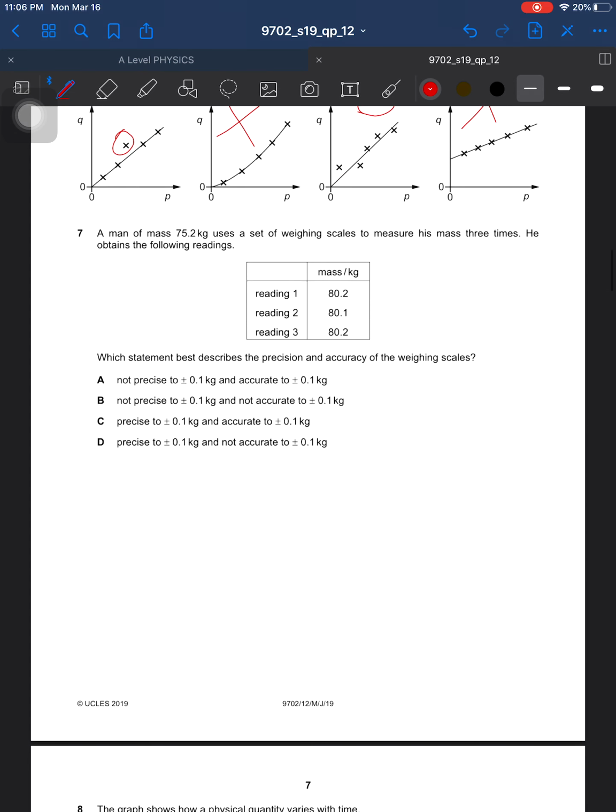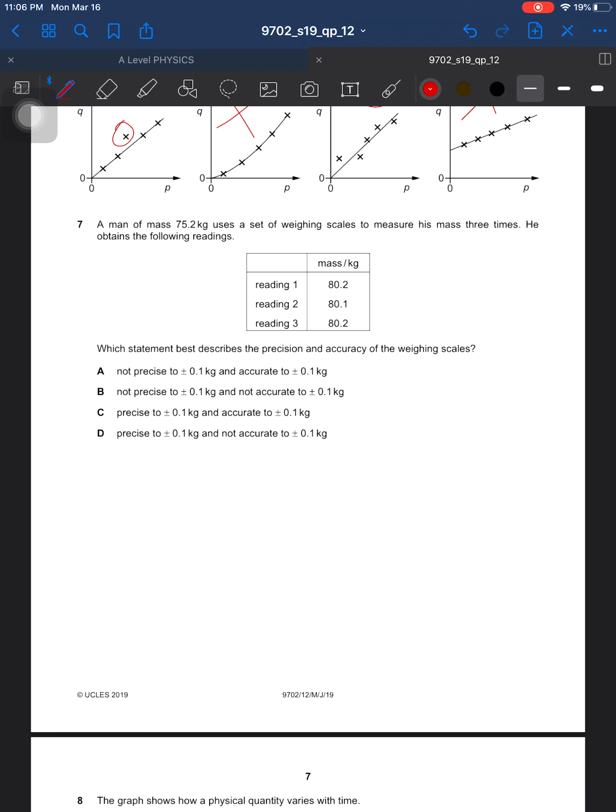Okay, let's move on. Question number 7. Which statement best describes precision and accuracy of the weighing scale? Precision is the closeness of the values that you got from the different readings, and accuracy is a measure of the uncertainty of your device. We already know that the absolute uncertainty of the device is plus minus 0.1 kg. So it's not accurate by plus minus 0.1 kg.